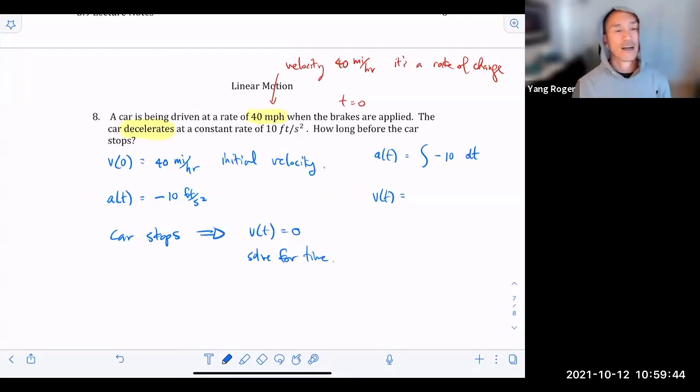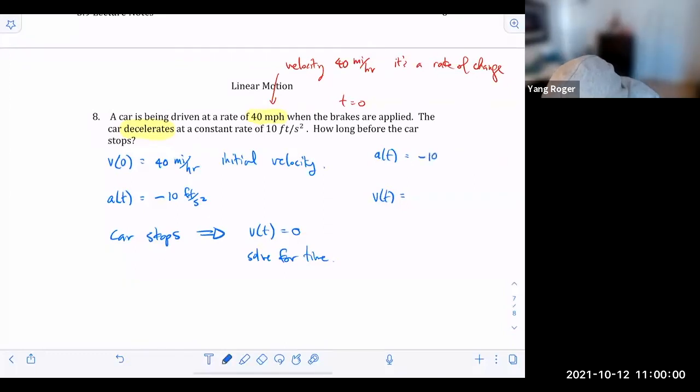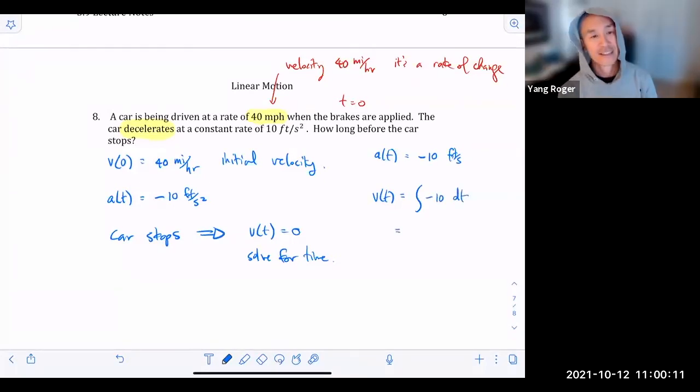Oh, sorry. A student asked, why did I set a of t equal to the integral of -10? I should not have done that. I meant to write the opposite. I meant to write that the acceleration is -10 feet per second squared. I was trying to find the velocity, so I meant to write this. And I wanted you to solve that. So that was my error. Kind of a bad error, actually.